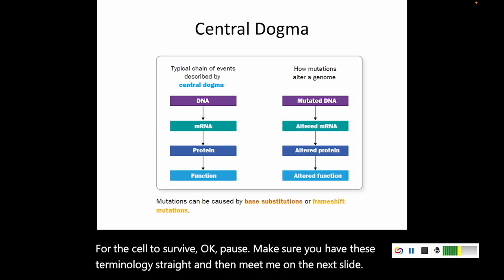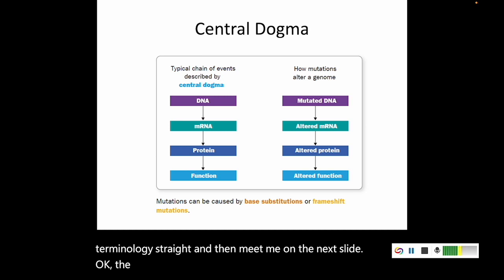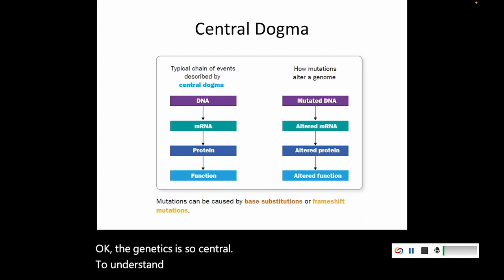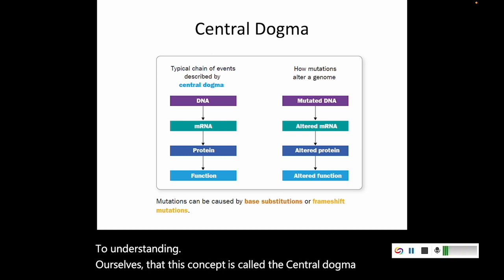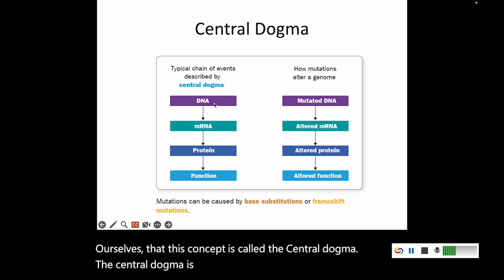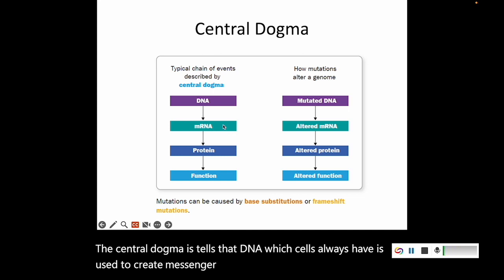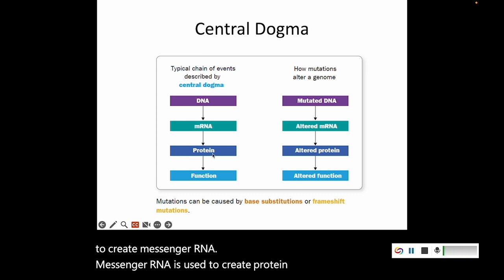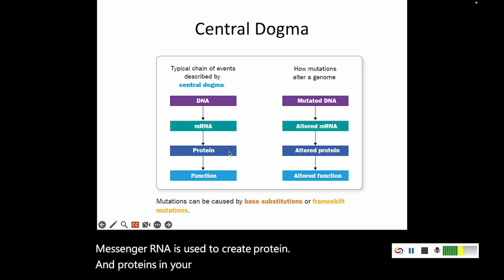Okay, genetics is so central to understanding our cells that this concept is called the Central Dogma. The Central Dogma tells us that DNA, which cells always have, is used to create messenger RNA. Messenger RNA is used to create protein. And proteins in your cell are the little worker bees who give the function to your cell.